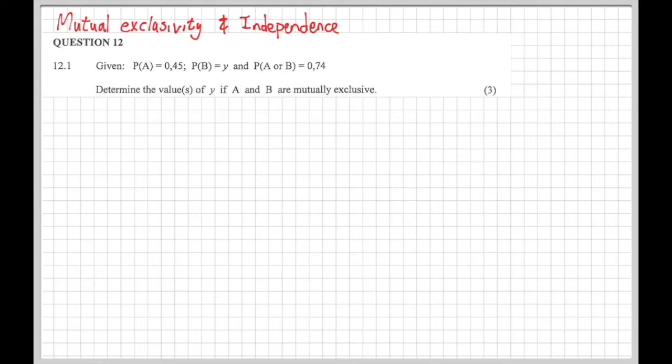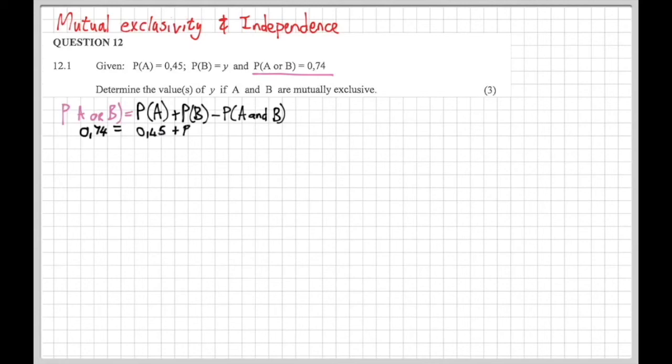Let's first of all stop and look at what was given to us. The probability of A or B was given to us. So we need to think about a formula for the probability of A or B. We have one, do we not? It tells us it's the probability of A plus the probability of B minus the probability of A and B happening. So, by subbing in the values I've got, 0.74 equals 0.45 plus the probability of B.